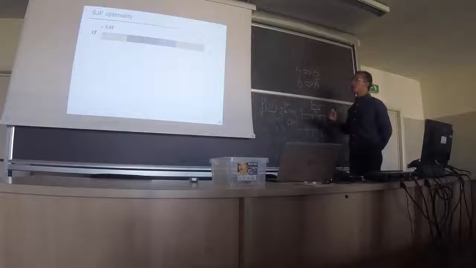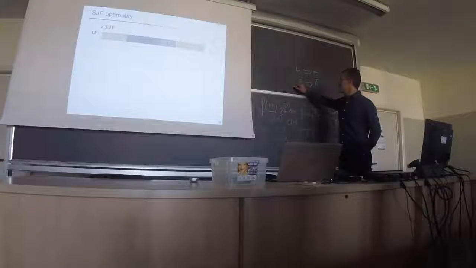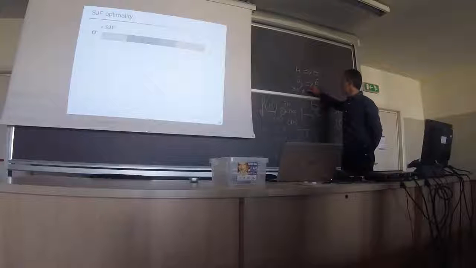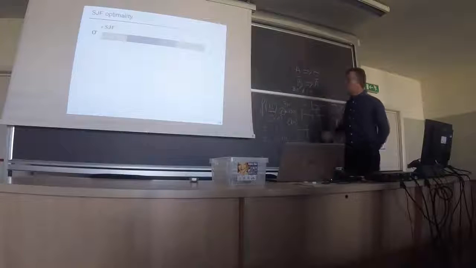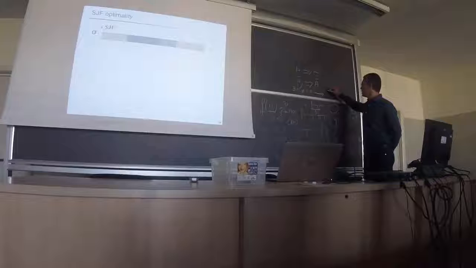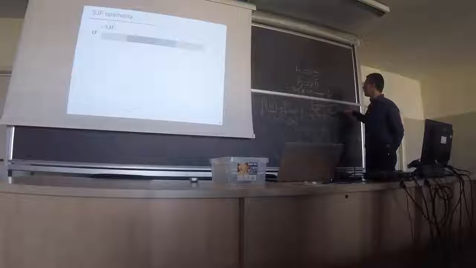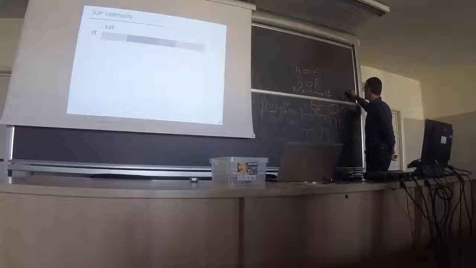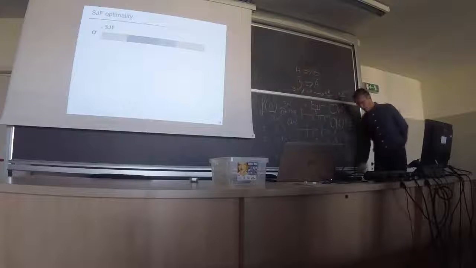To do that, I assume that there exists another scheduler, sigma prime, which is different from SJF, and which produces an average response time, the sum of the R_i divided by n, which is smaller than the average response time according to SJF. So this is by contradiction.